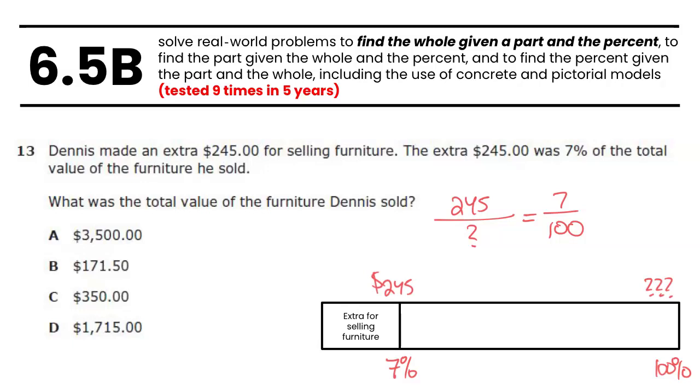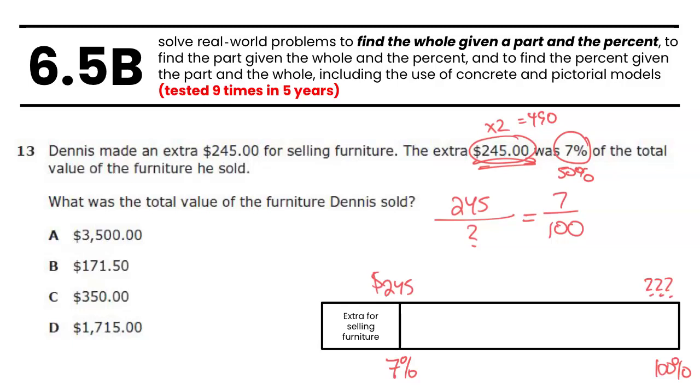Before we get there, I want to talk about the idea of reasonableness and estimation to perhaps eliminate some wrong answer choices. What we notice is that the extra that Dennis sold was $245, and that was only 7% of the total value of the furniture that he sold. Well, if that were, let's say, 50%, then in order to get the total, we would multiply our 245 by 2 so that we would get $490. That's if it were 50% of the total value, but this is only 7%.